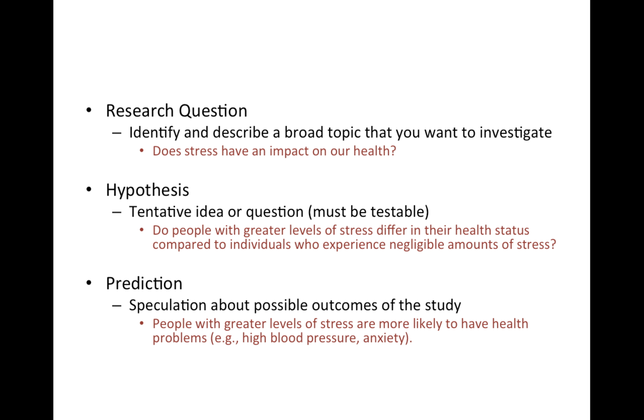So for this example, I could design a study where I ask people to rate their level of stress, and then I could ask them if I could take their blood pressure. I could give them a survey about anxiety that I can score, to determine if they're high on anxiety, low on anxiety, or somewhere in the middle. And then I could correlate if there seems to be a trend or a correlation between the levels of stress somebody's under and their health status, meaning their anxiety level and their blood pressure.